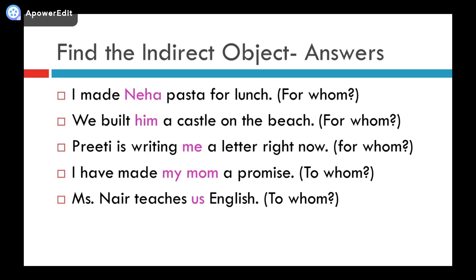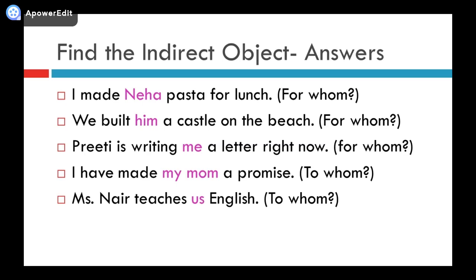Preeti is writing me a letter right now. Preeti is your subject. Is writing is your verb. Writing what? Writing a letter. So a letter becomes your direct object. But to whom is she writing it? She is writing it to me. So me becomes the indirect object. Me is what again? A pronoun, right?